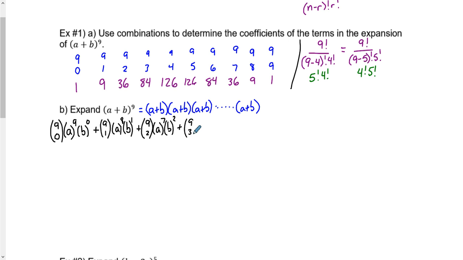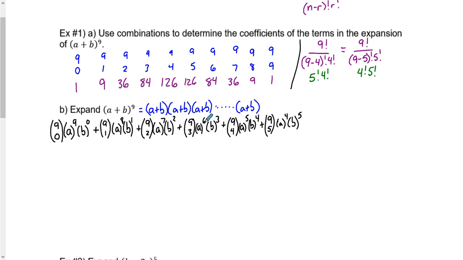So 9C3, a to the power of 6, b to the power of 3. 9C4, a to the power of 5, b to the power of 4. 9C5, a to the power of 4, b to the power of 5.